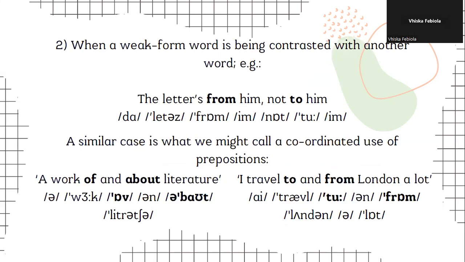The second one is when a weak form word is being contrasted with another word. Example, the letter from him, not to him. A similar case is what we might call a coordinated use of prepositions, such as a work of and about literature, and I travel to and from London a lot.